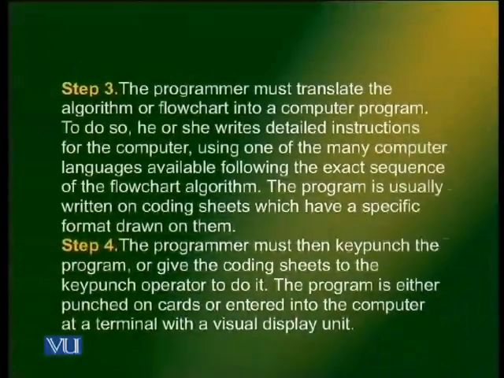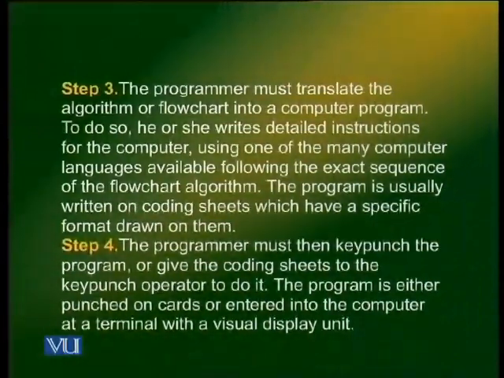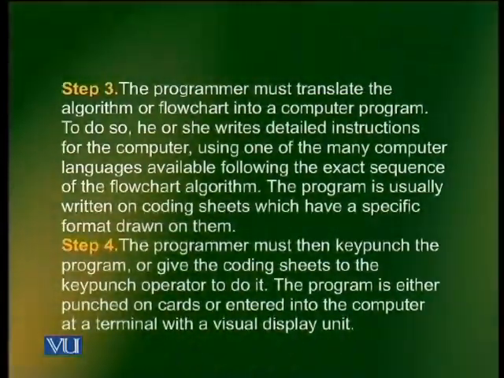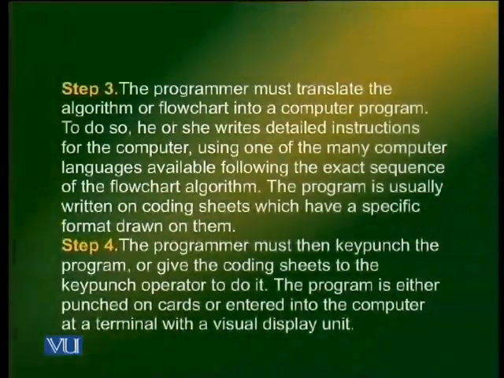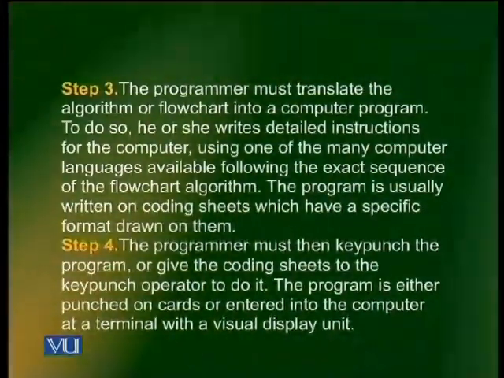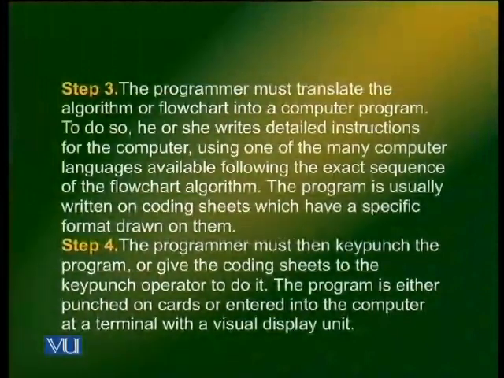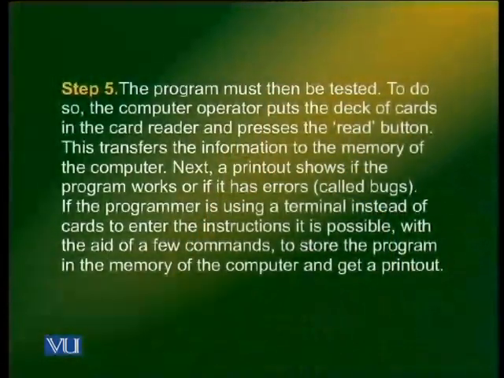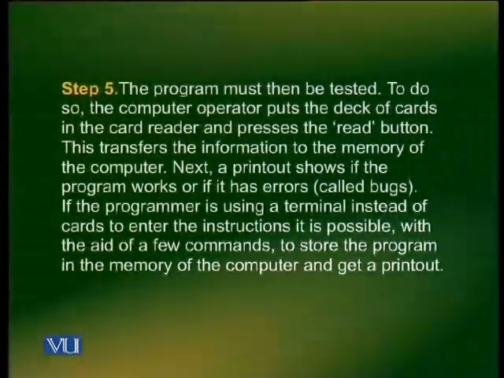Step number 4. The programmer must then key punch the program or give the coding sheets to the key punch operator to do it. The program is either punched on cards or entered into the computer at a terminal with a visual display unit. Step 5. The program must then be tested.